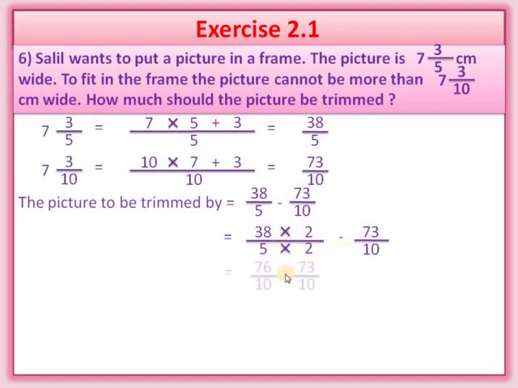Okay, so the answer is 76/10 minus 73/10. Now both the denominators are the same, so 76 minus 73 upon 10. So what is the answer? The answer is 3/10. Okay, so how much should the picture be trimmed? The picture should be trimmed by 3/10 centimeter.